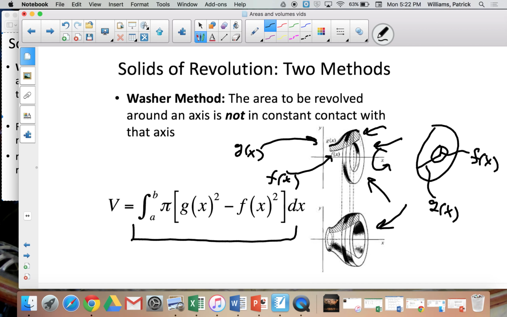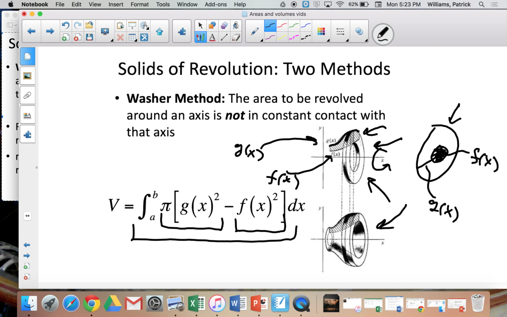When we integrated, remember our cross sections, we're still saying they're circular, but in this case, pi times g of x squared is saying take the area of the big outer disk and then subtract it from pi times f of x squared, which is the area of the inner hole right here. So if we take the area of the disk, subtract the area of the hole, we end up getting the area of the particular cross-section.